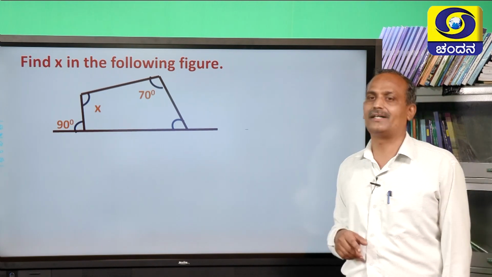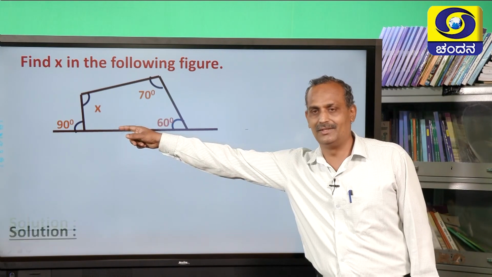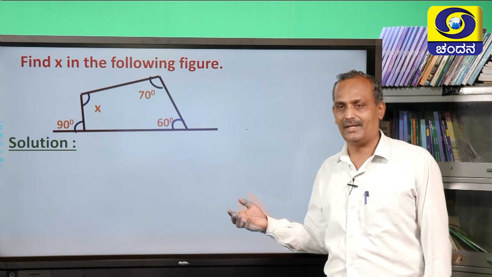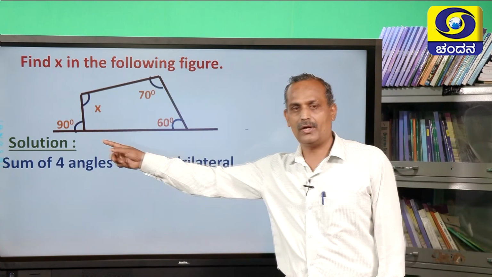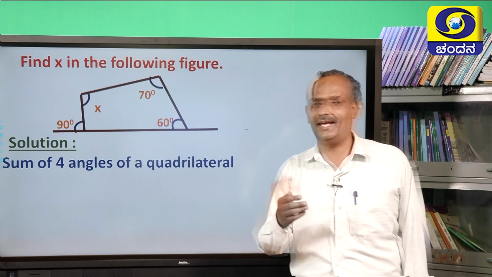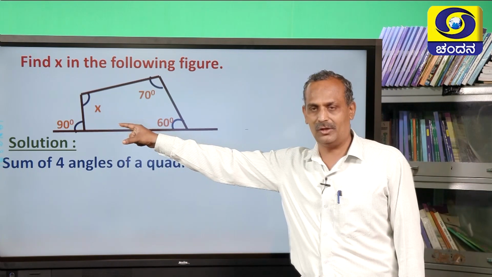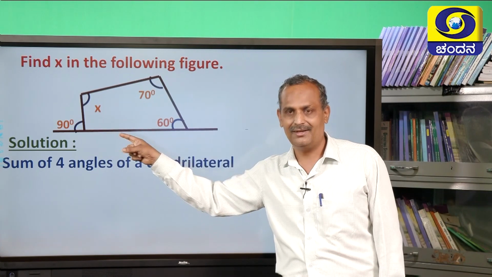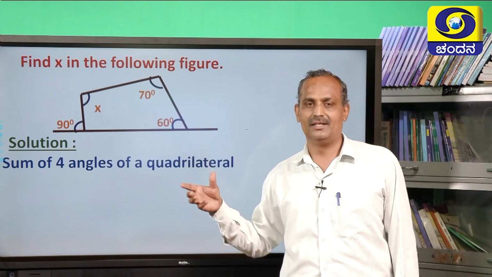The sum of adjacent angles is equal to 180 degrees. Already one angle is given. What is another angle? Another angle should be 180 minus 90. We can easily find one more angle: if a ray stands on a line, the sum of adjacent angles, as shown in this figure, should be 180. One is 90, another should be 90, because 90 degrees plus 90 degrees yields 180 degrees.